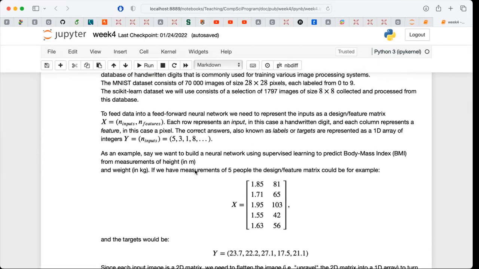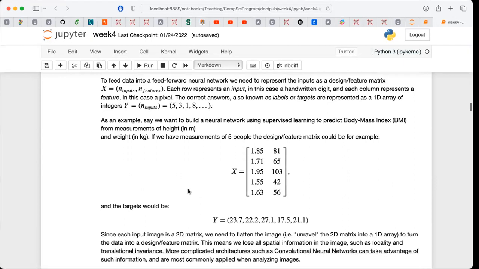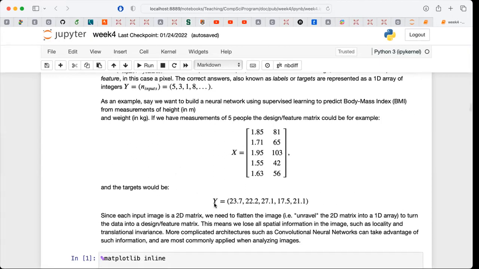And you can typically see another type. A simpler case is if you're looking at the body mass index, then you would have height and weight. And then you would have the first feature, first column is the height, and the second feature is the weight of the person. And the targets then, by using the formula for the body mass index, would simply be given by this.